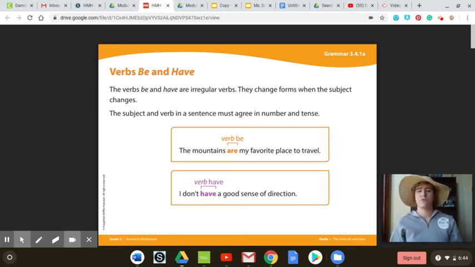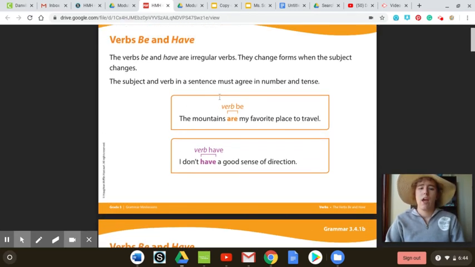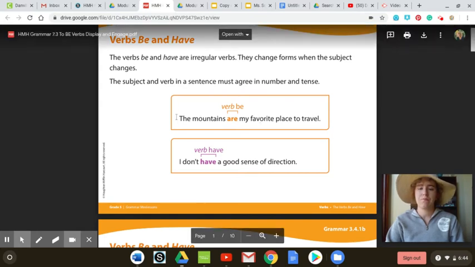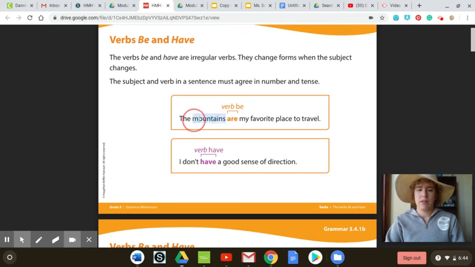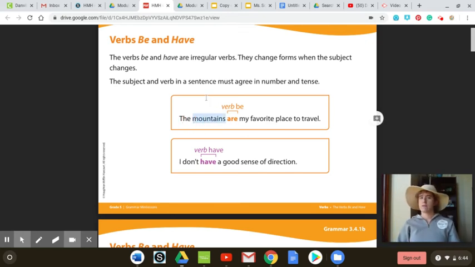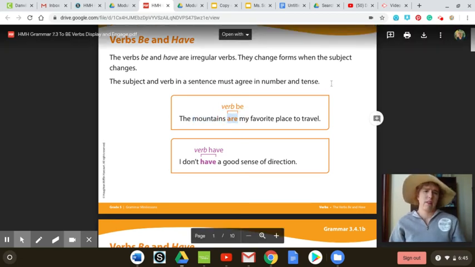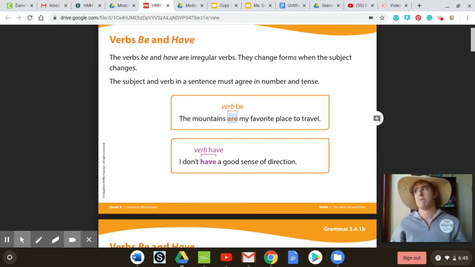And when we look at a sentence, we have to think about what's the subject and is that changing the verb at all? So here's some examples. Okay, we have the sentence, the mountains are my favorite place to travel. If we look, the mountains, that's my subject. That's who or what my sentence is about, right? And then are is my being verb. The mountains, they're not doing anything. They're not jumping or swimming or running. They're just being. They are my favorite place to travel.